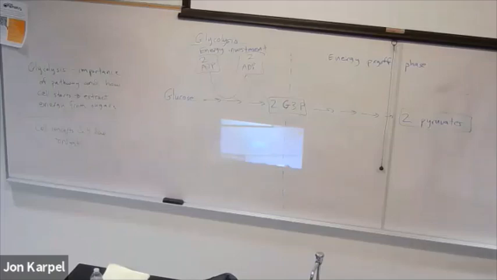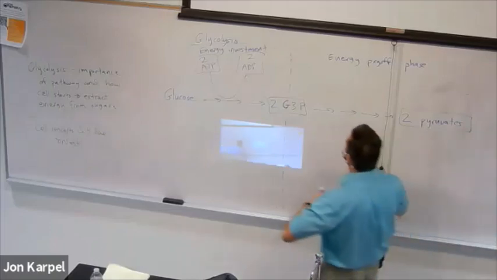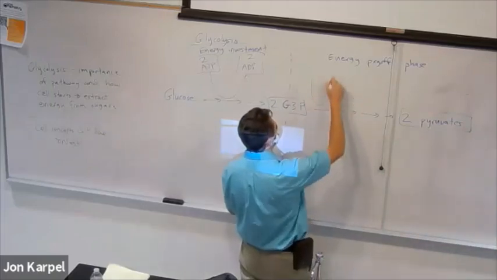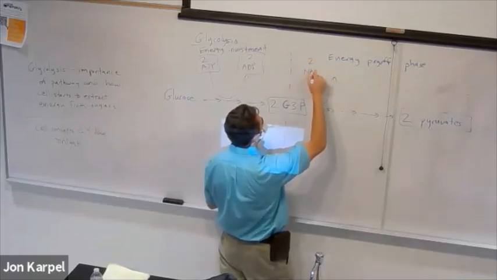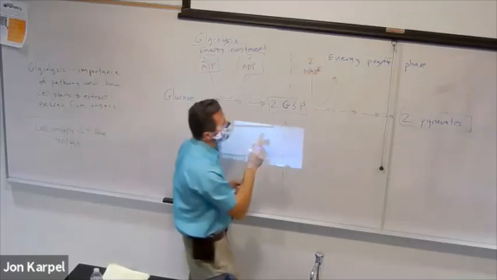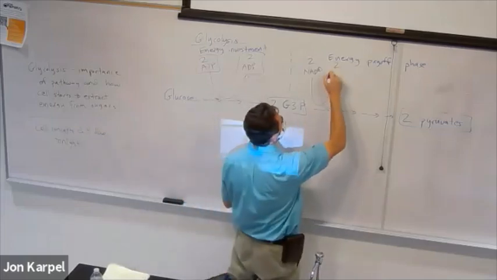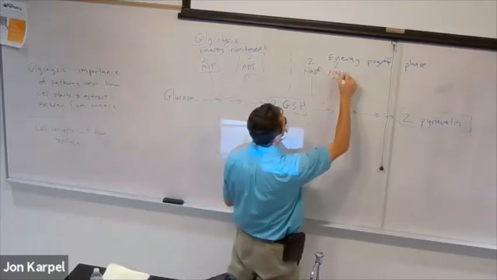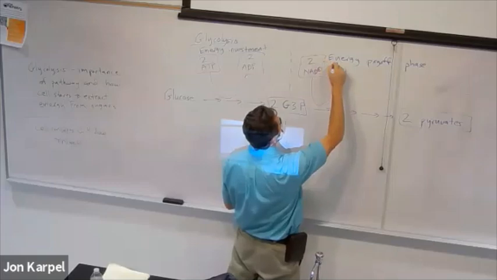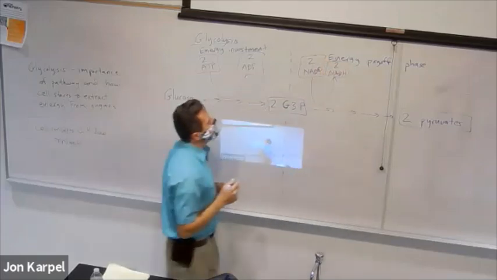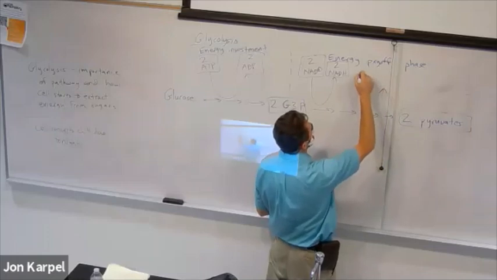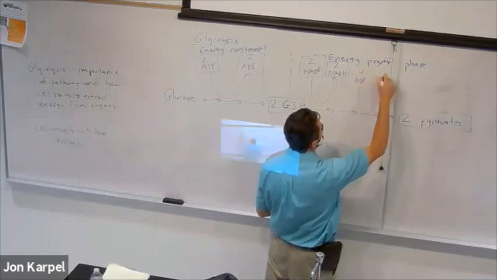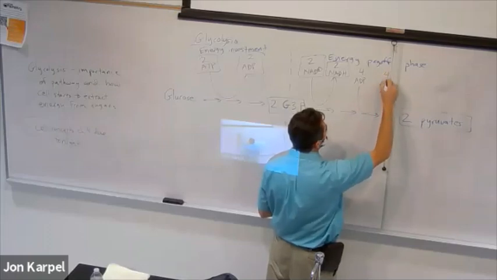And then in the second half, we're going to have a payoff. So the second half, we're going to see that we make 2 NADH. So we go from 2 NAD plus to 2 NADH. I'm just going to put these in boxes. And then we also make ATP. So we actually make 4. So 4 ADP going to 4 ATP.